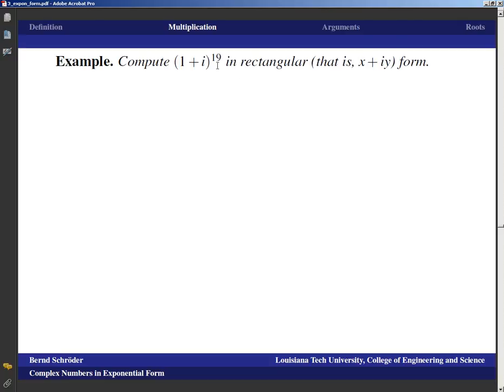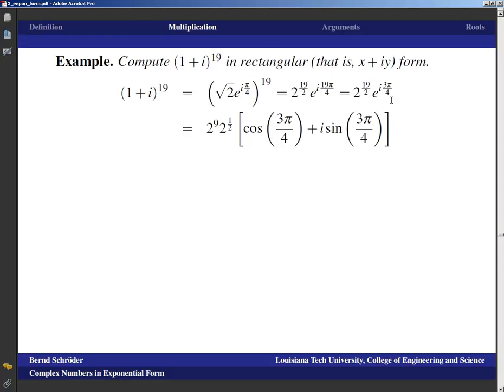When you've got a large power to compute, of course, the exponential form ought to be the way to go. So if I have (1 + i)^19, well, that has absolute value root 2, and it has argument pi over 4 because it sticks out exactly along the diagonal. Now raising this thing to the 19th is not a problem. That's 2^(19/2) e^(i·19π/4), and of course for 19π/4 we'd like an angle between negative pi and pi, so that becomes 2^(19/2) e^(i·3π/4).